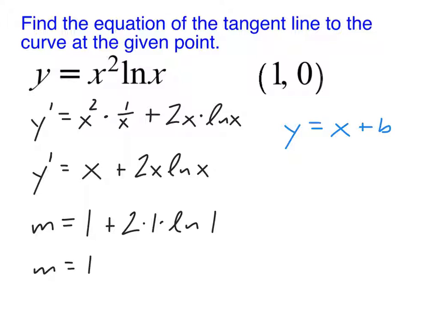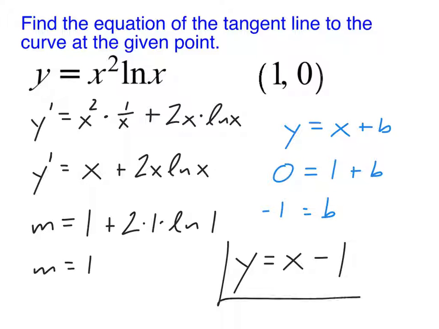Okay? Now, solve for b. All right, so from this point, I plug 0 in for y, 1 in for x, solve that out, and we end up finding that b equals negative 1. Therefore, your final equation, y equals x minus 1. And we're done.